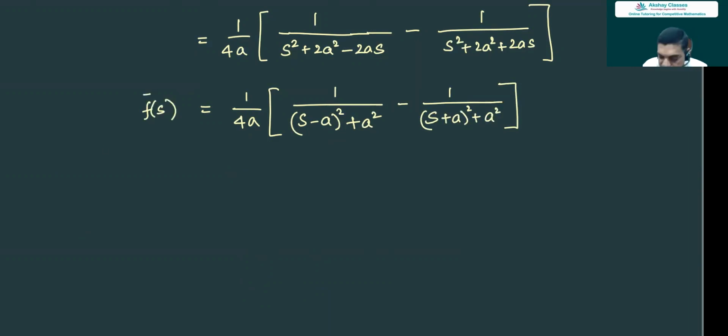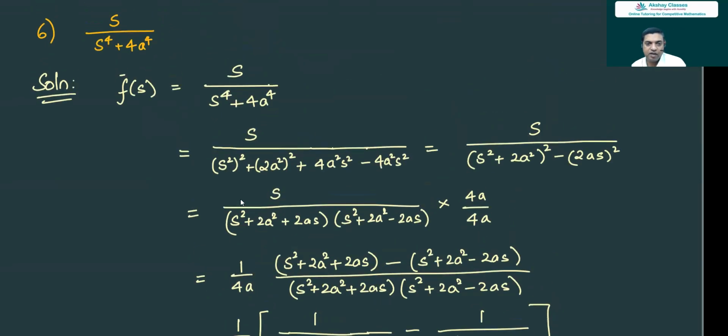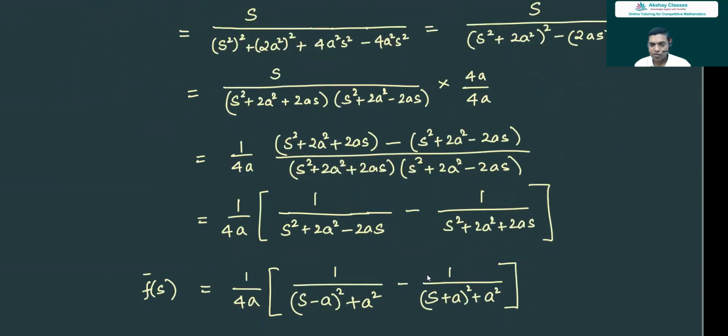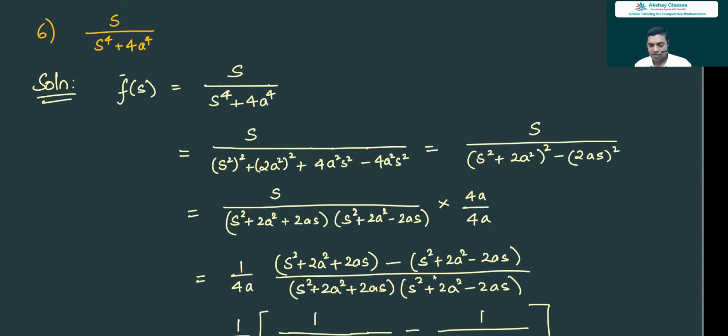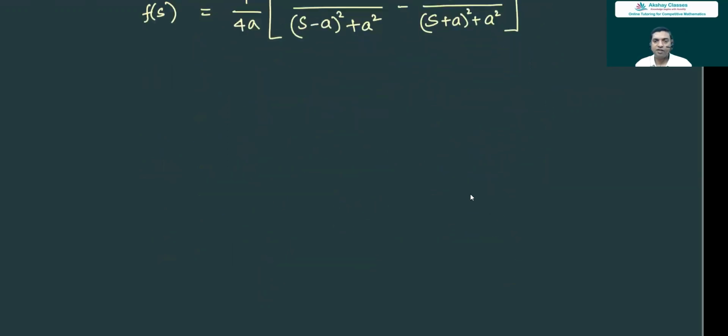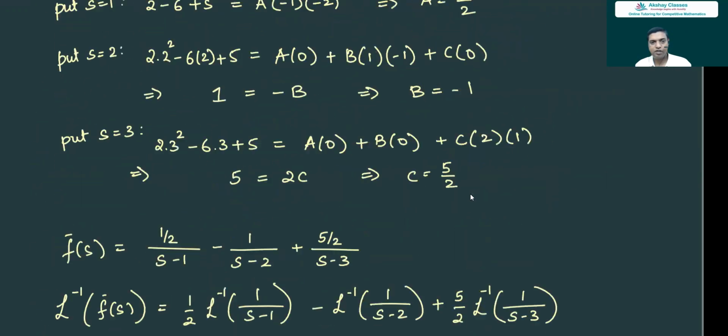So this is my result. Now just see, initially this expression appeared very strange. How can we convert it? But just by adding and subtracting this term 4a square s square, we could resolve this into two factors and split this into partial fractions very neatly. And now we have got into the standard forms. So we have these standard equations here.